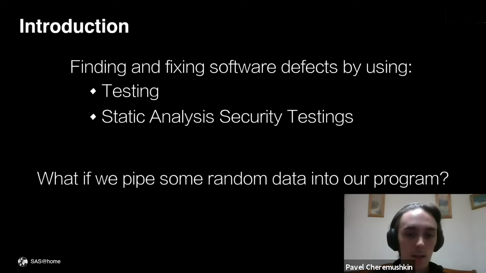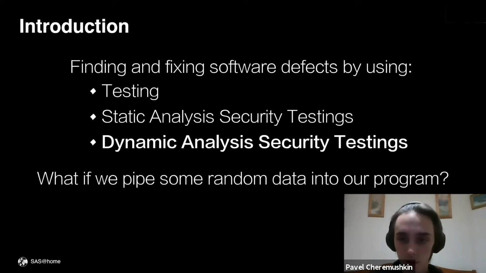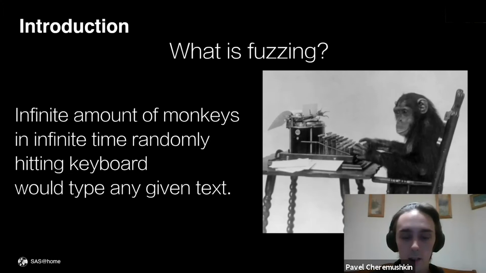So someday one person came up with the idea: what would happen if we test our software by just piping some random data into our program? Because sometimes it breaks just by receiving some invalid or random data. So let's just try to test it that way. And this is how dynamic analysis was created, and the term fuzzing was coined at that moment. So the term fuzzing comes down to the infinite monkey theorem.